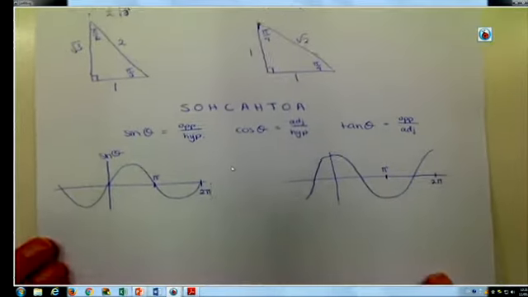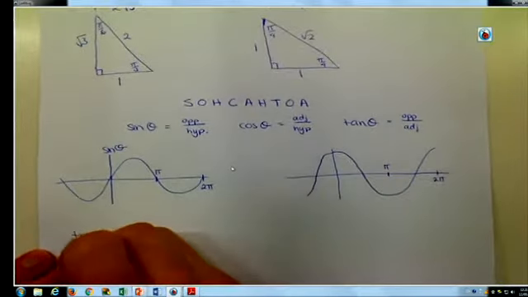And the tan graph, I'm only going to draw the middle one. This is cos theta.